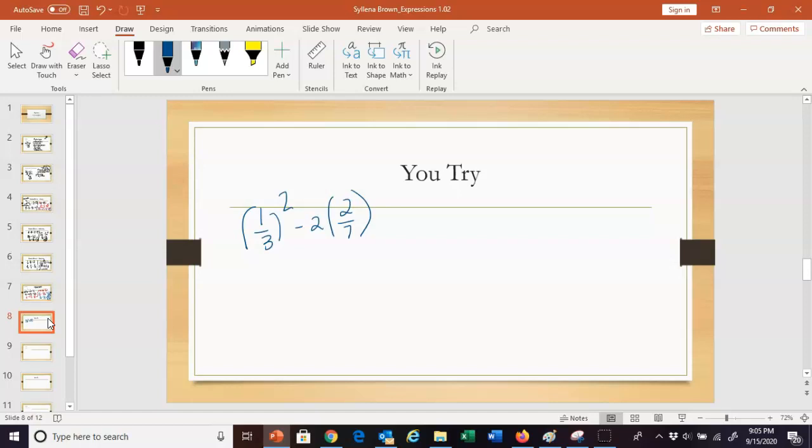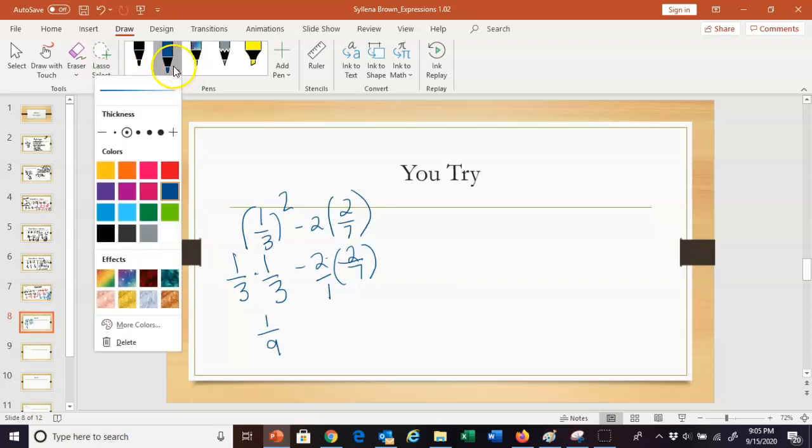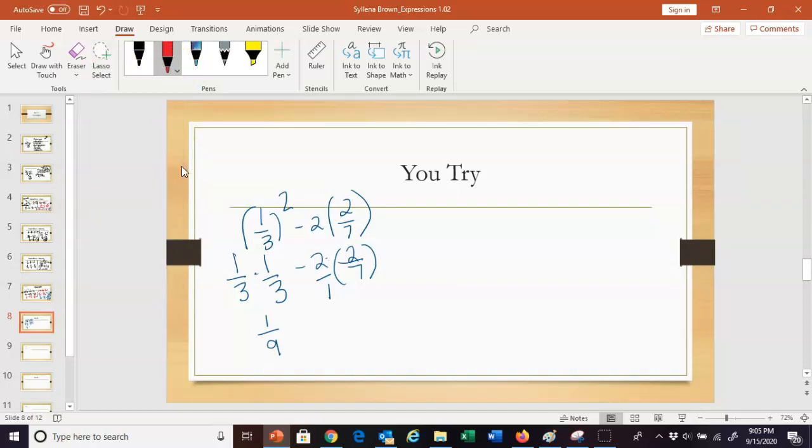Okay, so we have the little squared here. Remember, that means to write the number twice. 1/3 times 1/3. So with multiplication, we just go straight across. 1 times 1 and 3 times 3. Ooh, the same thing's going to happen here. Look, I put the 2 over 1 to make it look like a fraction. And then we're just going to multiply straight across. 2 times 2 is 4. 1 times 7 is 7.